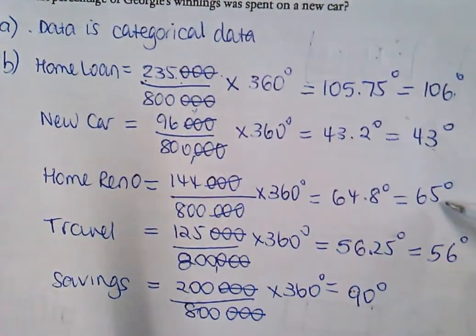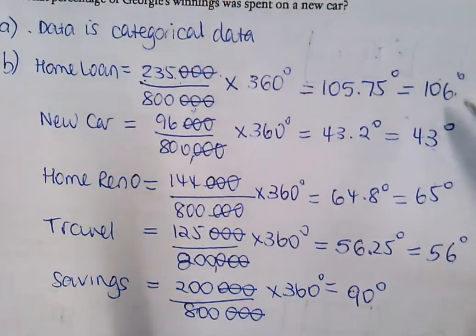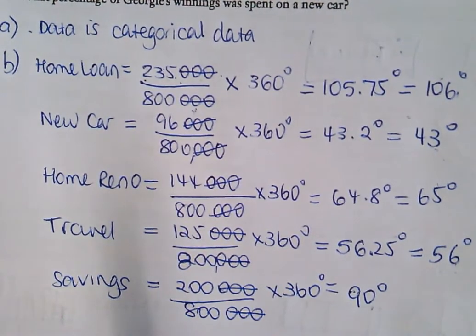6 and 3 is 9. 9 and 11 is 20. It should be fine. You get it? You'll have a 0 on the end. Or just add them all up and you should get a total of 360 degrees. You should always do that, add them all up. That's like a check as to whether you made a mistake or not.